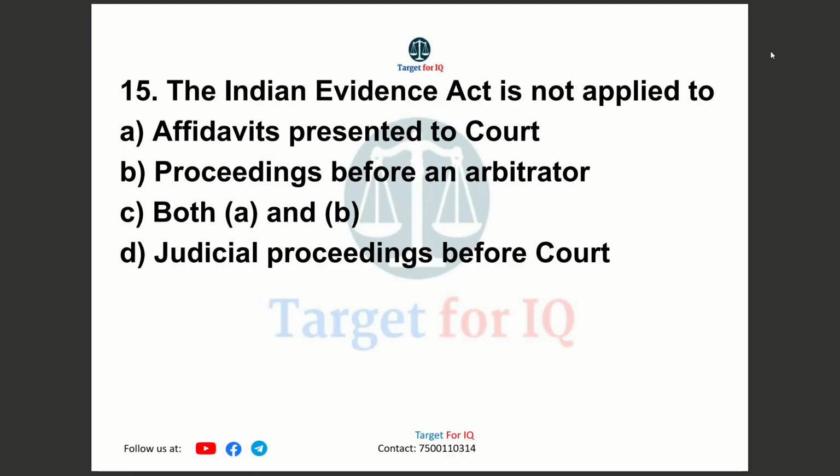Question number 15. The Indian Evidence Act is not applied to option A, affidavits presented to court, B, proceedings before an arbitrator, option C, both A and B, option D, judicial proceedings before court. So the correct answer to question number 15 is option C, both A and B.